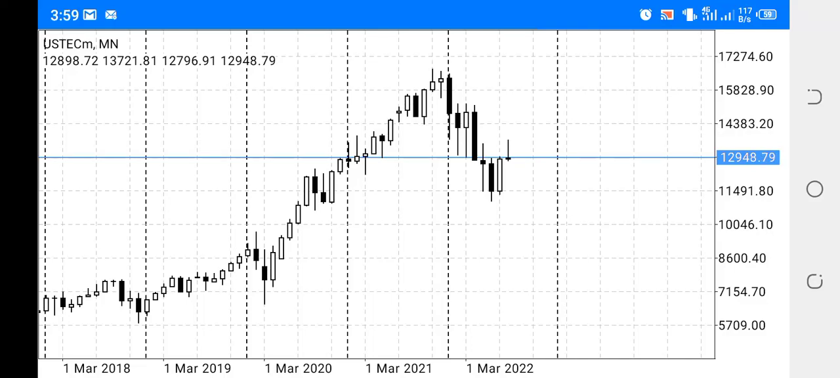In this video, I just want to show you how to identify key levels on the market, and of course, this is Nasdaq. This is what I trade most. So, key levels, what are key levels?